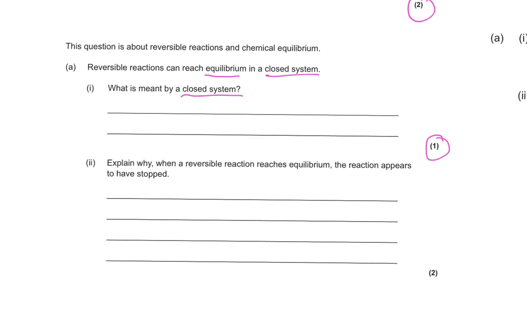Step 2, explain why when a reversible reaction reaches equilibrium, the reaction appears to have stopped. Now this one takes a little bit more thinking. It's explain why. So think about what we mean by saying something has reached equilibrium. Think back to what we've just talked about. And then think about why that might appear that the reaction has stopped. It's 2 marks, 3 marks in total. So we would normally give 3 minutes for this.